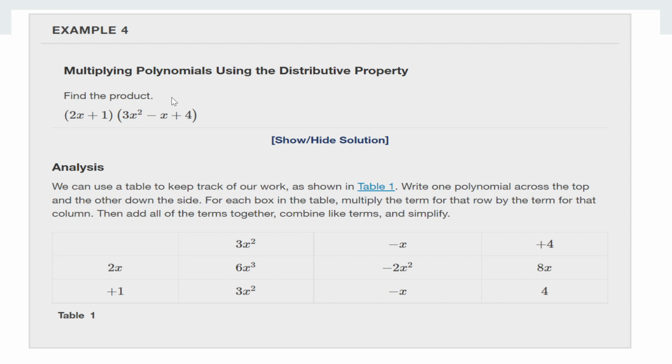Find the product: 2x plus 1 times 3x squared minus x plus 4. We can draw a table like this, where the first polynomial's terms are here, and the second polynomial's terms are here. And then we can add this up. We get 6x cubed plus x squared, and then plus 7x plus 4. And that will be the result to this question.